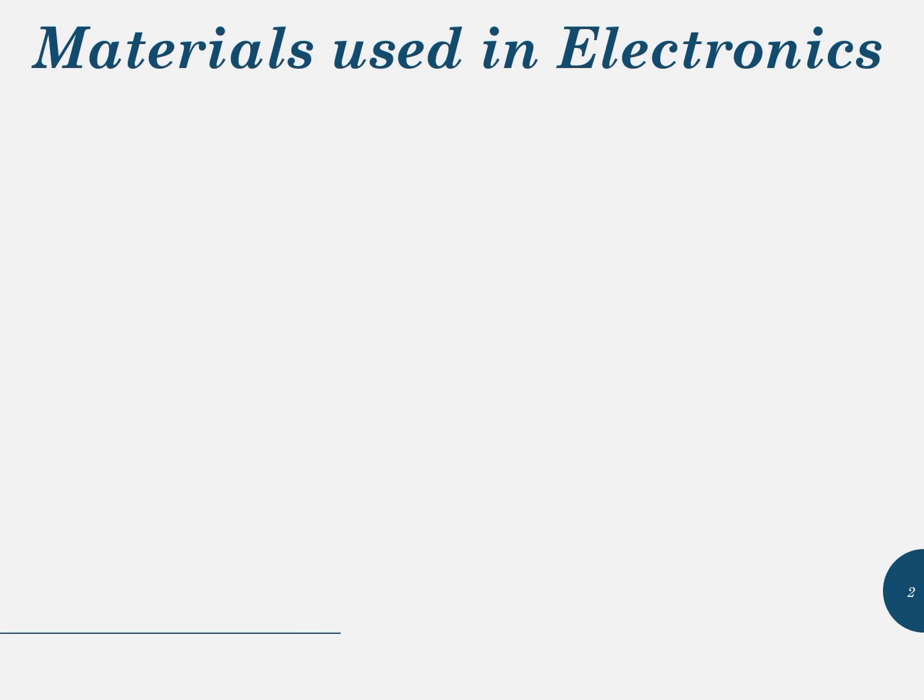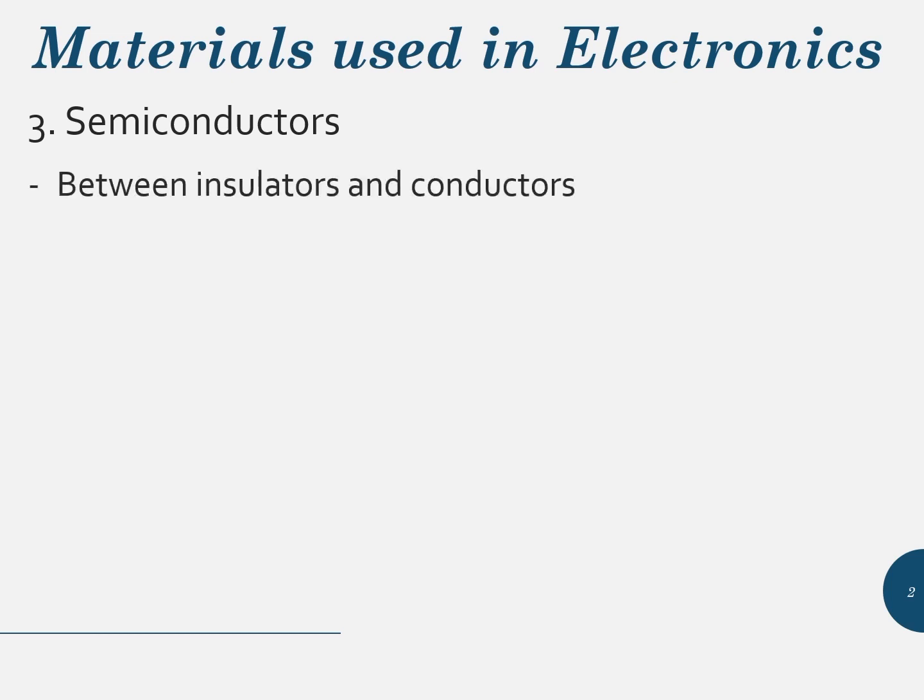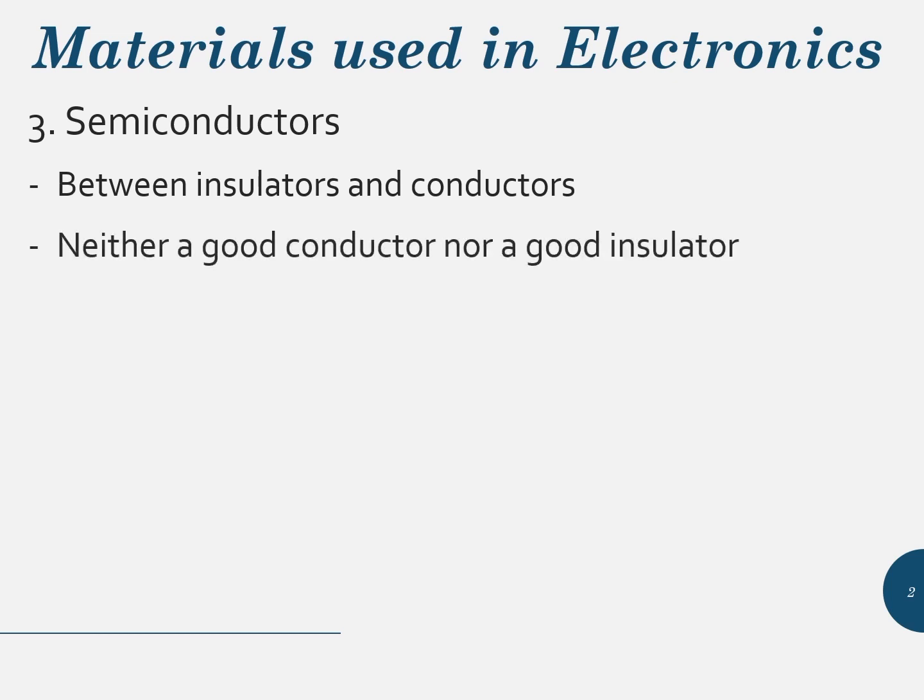Third group of materials that are used in electronics include semiconductors. A semiconductor is a material that is between insulators and conductors in its ability to conduct electrical current. A semiconductor in its pure or intrinsic form is neither a good conductor nor a good insulator.